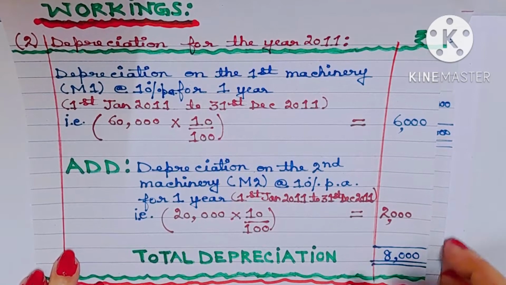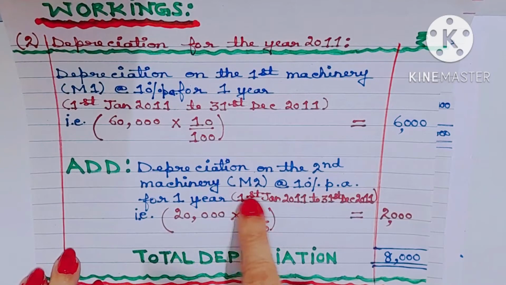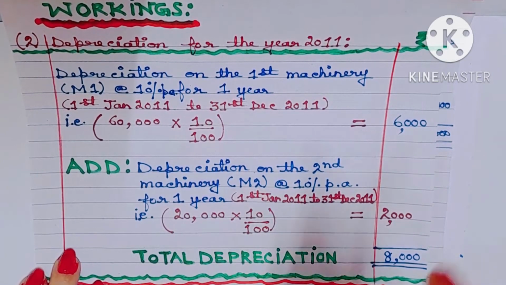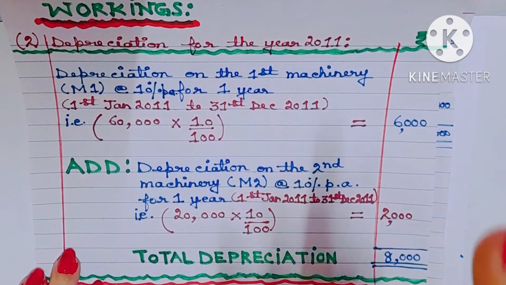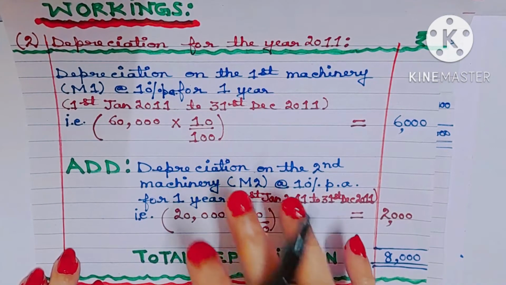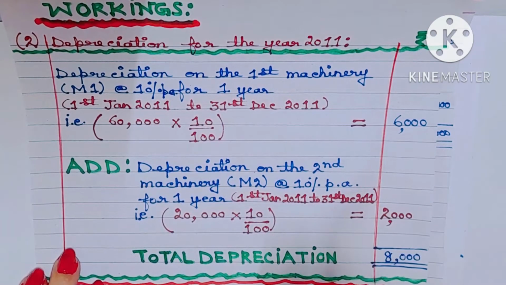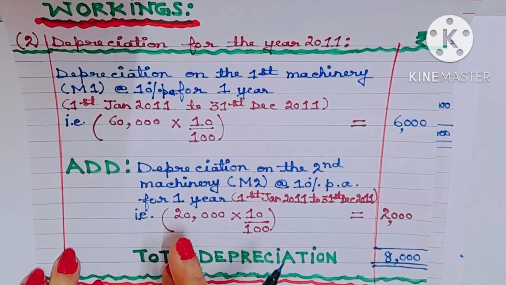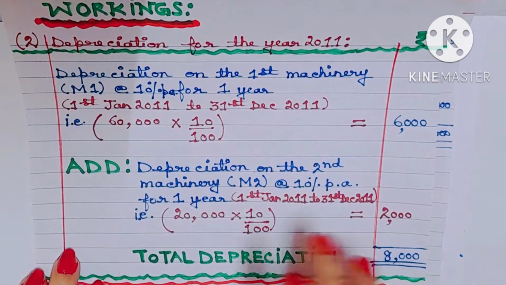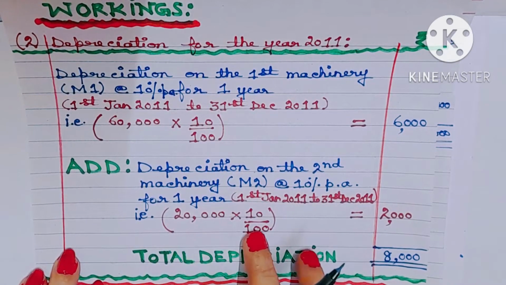Now, see the difference. In the first year, depreciation on the second machinery was 1,000. Why? Because the machinery was purchased on 1st July 2010. So from 1st July to 31st December is 6 months. Then why 1 full year this time? Because on 1st January 2011 the second machinery was already in the business. That is the reason you have to charge depreciation for the whole year. Understood?